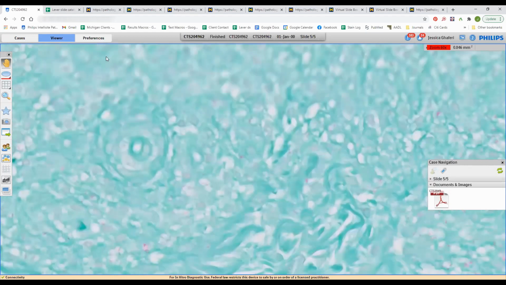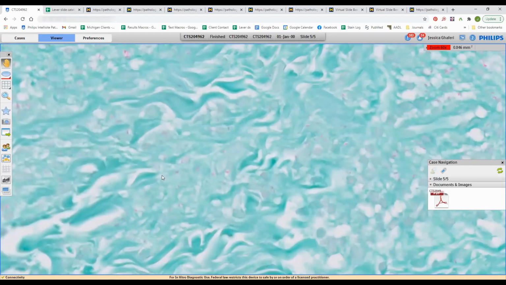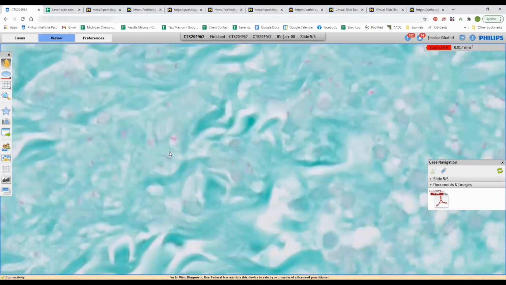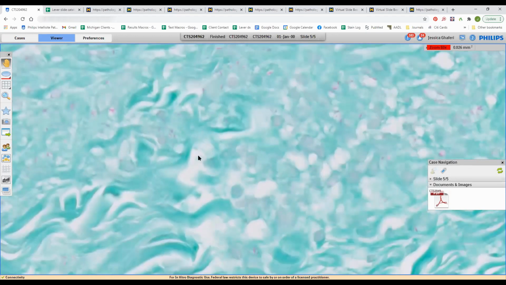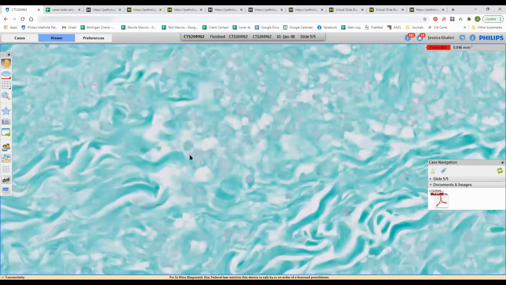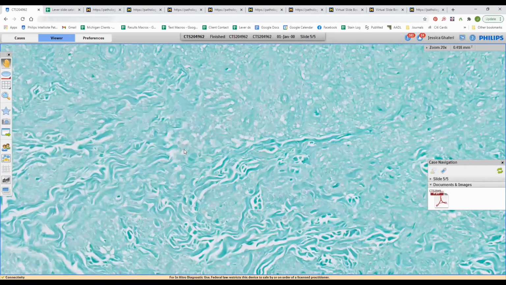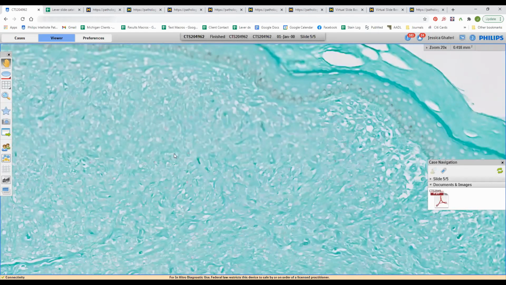So everywhere that we saw these pale foamy areas are just filled with many, many of these bacilli. So this is an example of lepromatous leprosy. And we do see this in the United States.